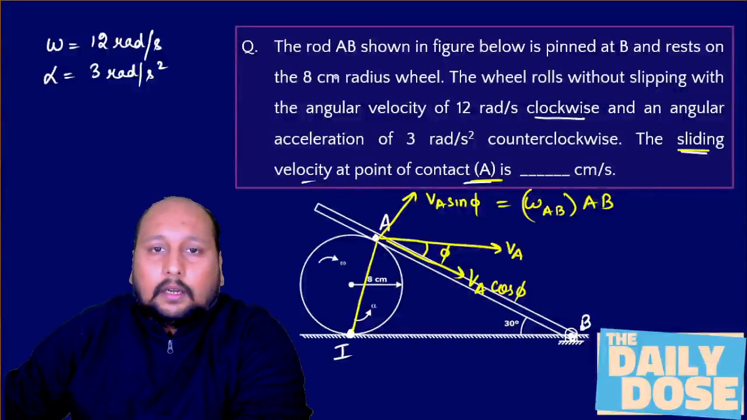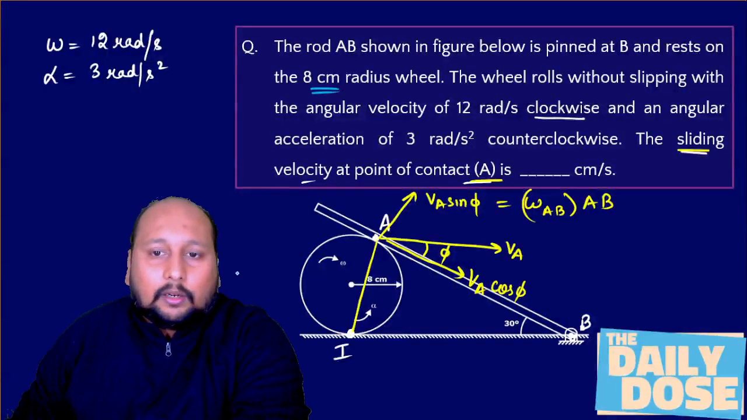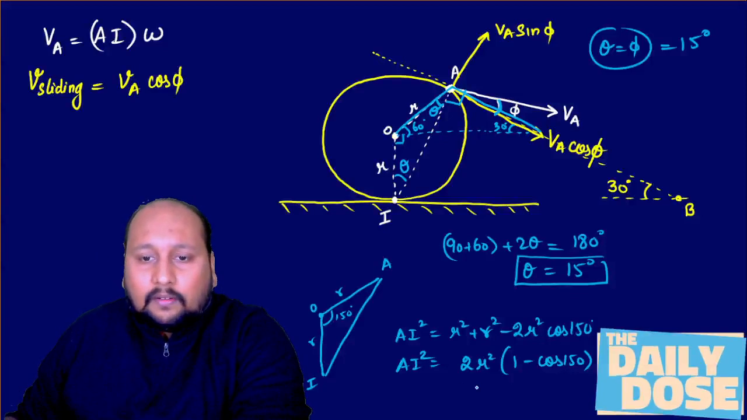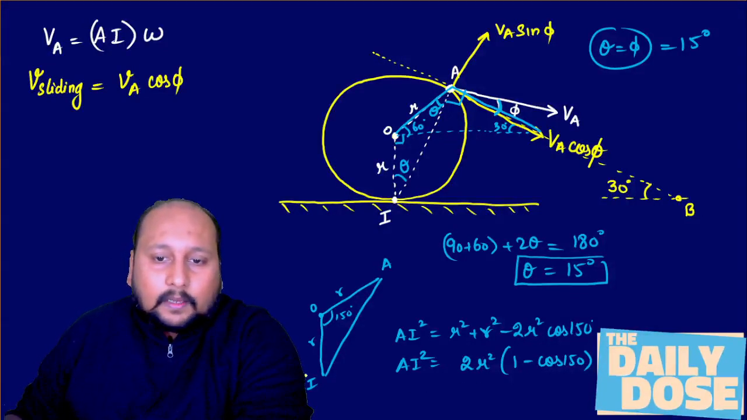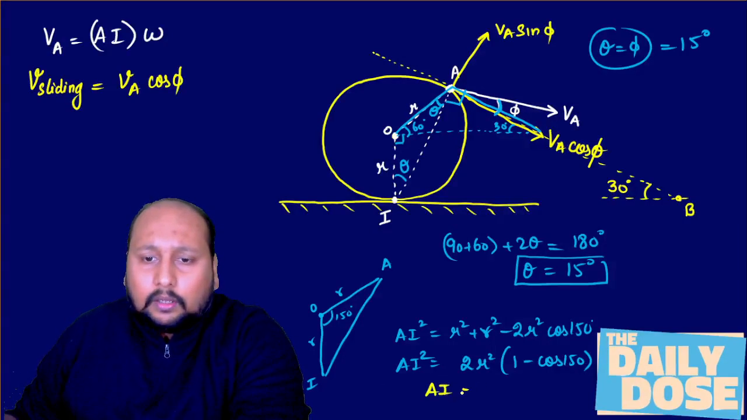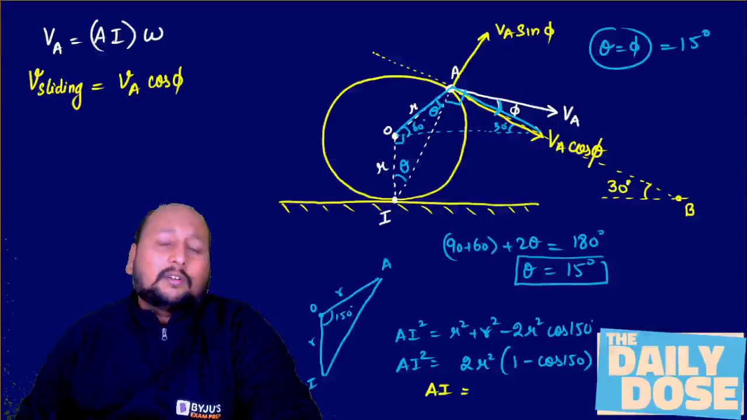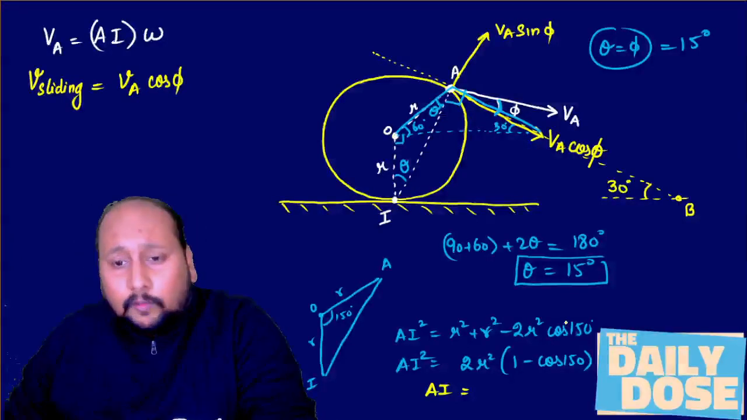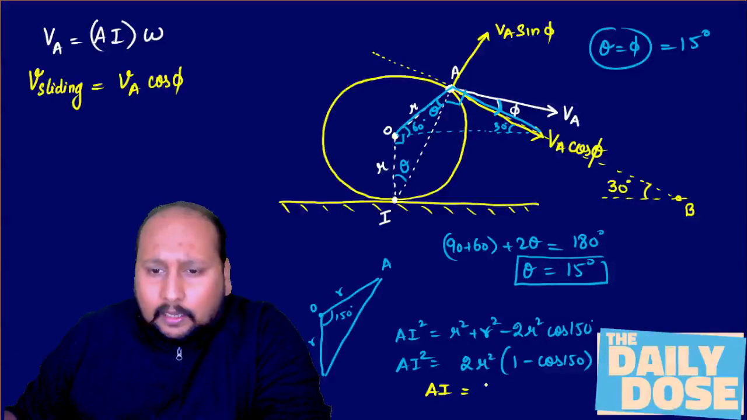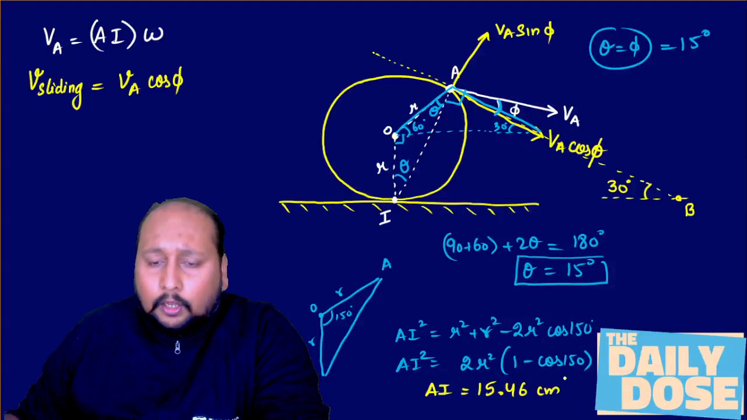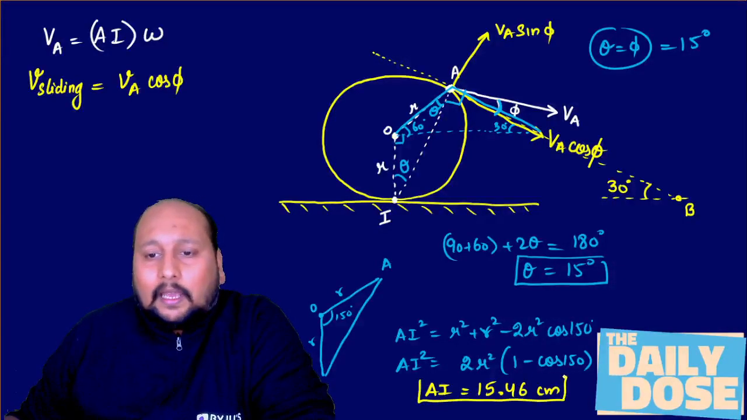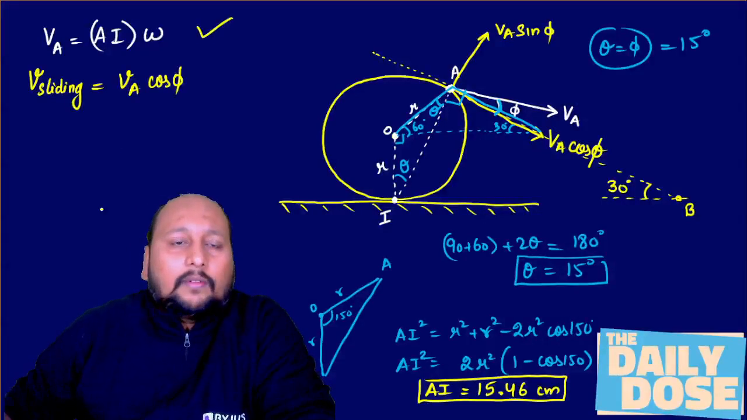The radius is given as 8 centimeter. You can convert into meter, but I think they're asking finally for centimeter only, so no need to convert our dimension from centimeter to meter. Placing all the values, we're getting the value of AI to be approximately 15.46 centimeter. Once we have the value of AI, I can now easily calculate the velocity VA.